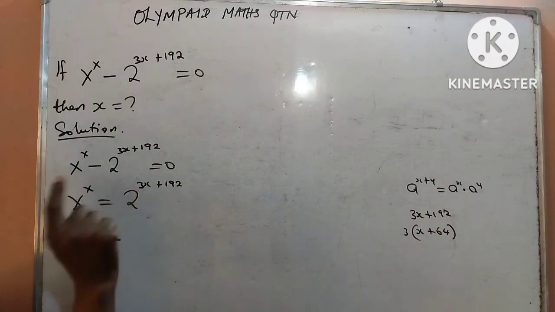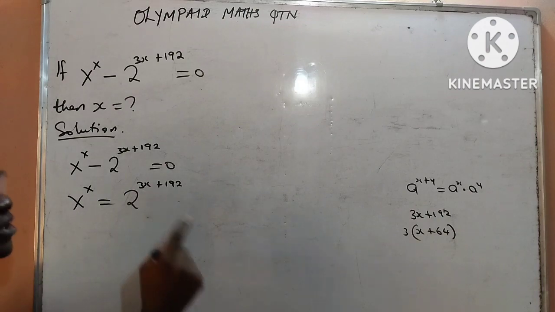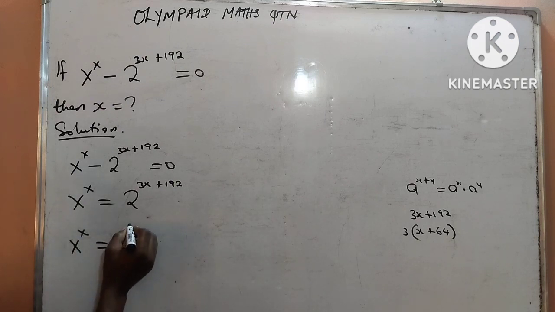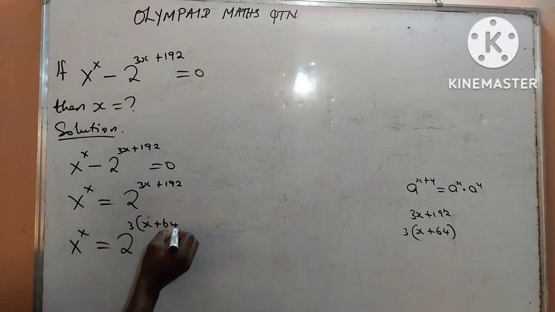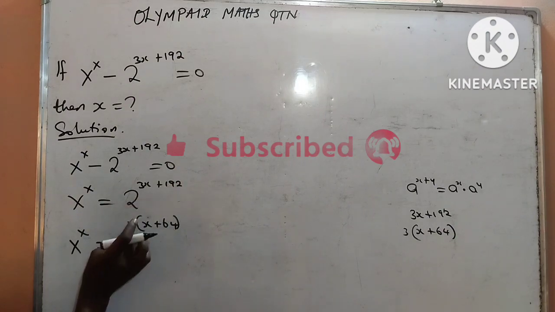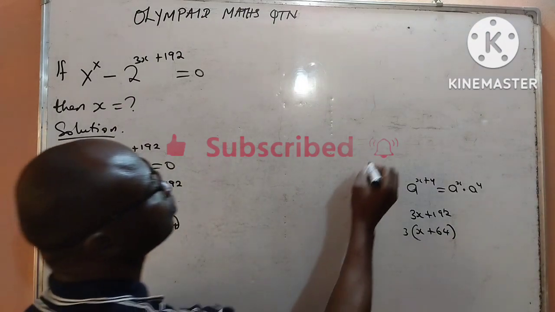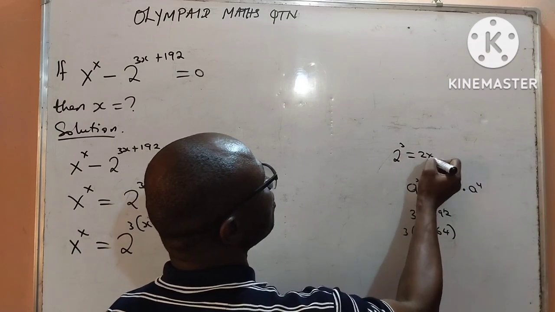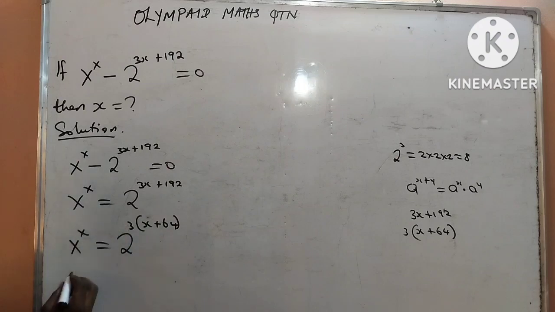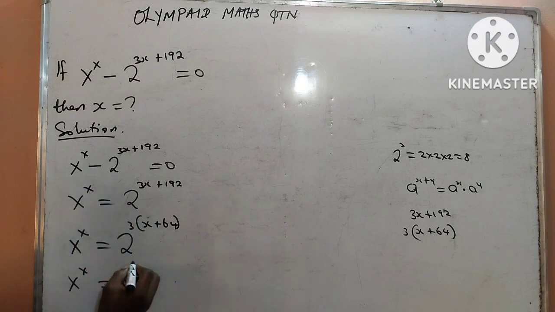So I have to factor that 3 that is common in the exponent side of the right hand side of the equation. Now we write it as x to the power of x equal to 2 to the power of 3 into x plus 64. Beautiful. That is where we are now. We have now factored what is common in the exponent. But then 2 to the power 3 is 2 multiplied by 2 multiplied by 2, which is 8. Therefore, permit me to write 2 to the power 3 as 8. Then I have x plus 64.